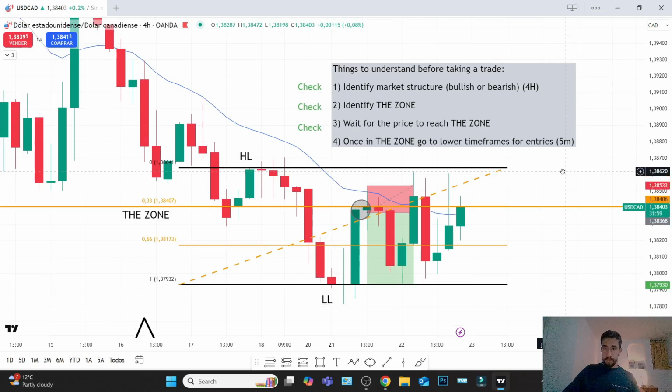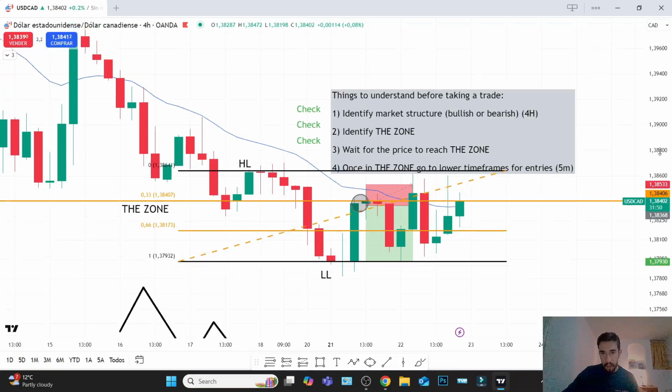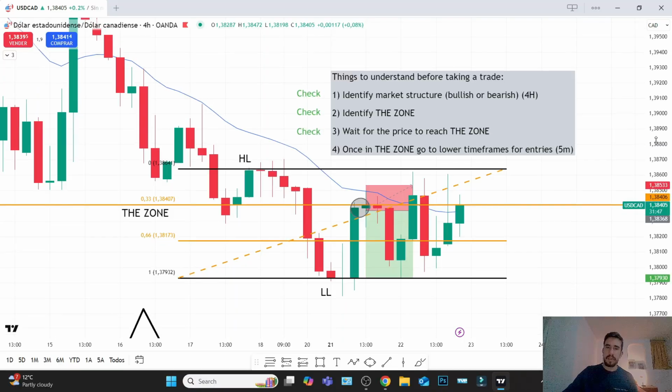Okay guys, this point here, number 4, it's more complex. I'm gonna leave this for another video because I want you to first understand step 1, step 2, step 3, and I want you to practice as well on your trades. Identify the market structure, if it's bullish or bearish, identify the zone, and let the price reach the zone. I don't want to make this video so long, so in the next video I'll be explaining the 4th step, that is, once the price is in the zone, we go to lower time frames to look for entries.